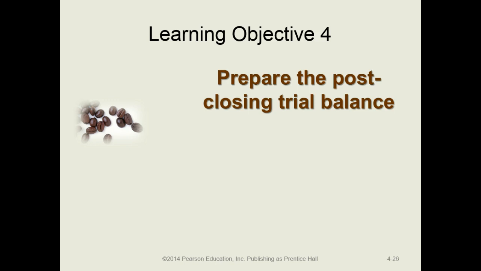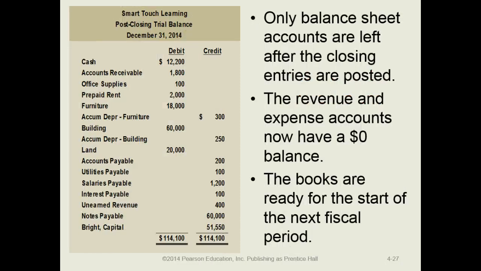For our purposes, we won't really worry about the post-closing trial balance. It should be obvious that what's happened with the post-closing trial balance is it's simply the adjusted trial balance with the withdrawals, revenues, and expenses accounts zeroed out and capital updated to its final result, which in this case is $51,550.